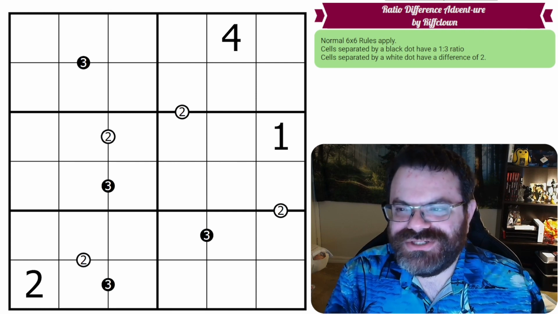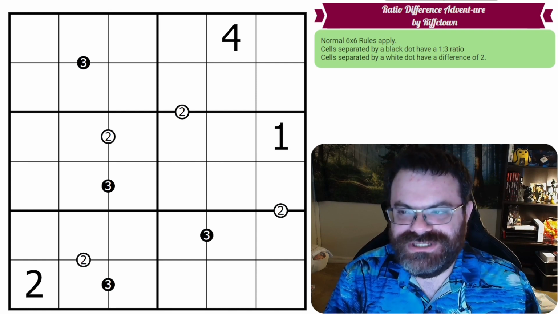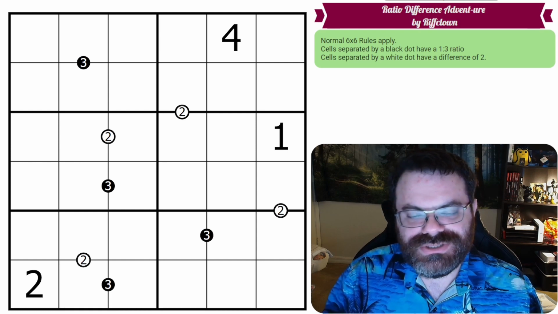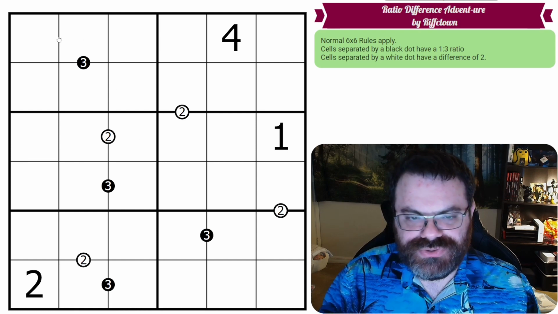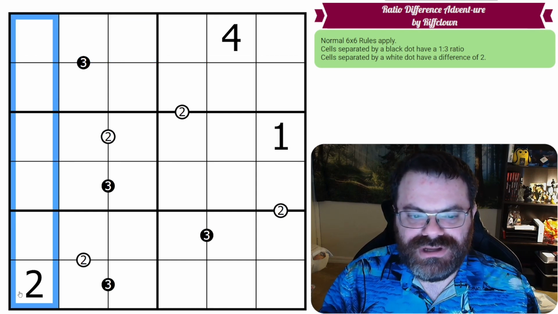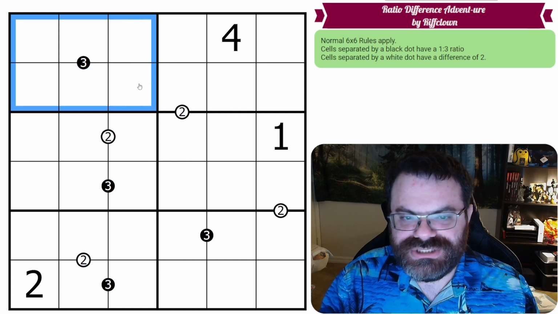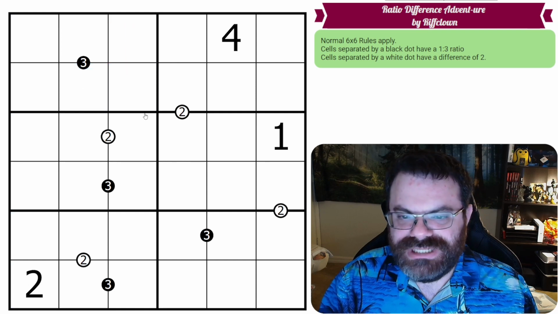Hello, let's continue our Sudoku adventure with Ratio Difference Adventure by riffclown. So we have normal 6x6 Sudoku rules. In every row, every column, and every 2x3 box, we're placing the digits 1 to 6 exactly once each.